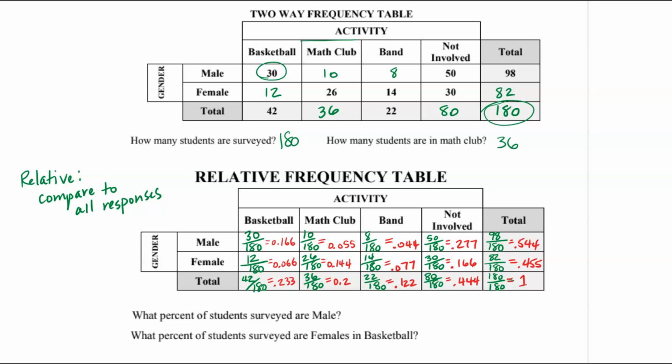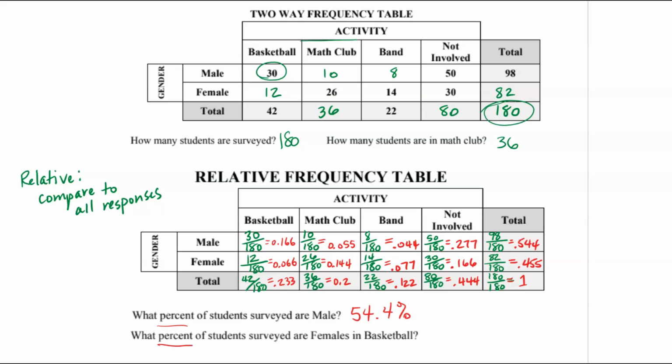So now we can answer the question from our relative frequency table, what percent of students surveyed are male? So if we look at male and go all the way across to the total, we see 0.544. If we change that to a percent, then we're multiplying that by 100, which moves our decimal 2 places to the right, and we have 54.4% of the people who responded were male.